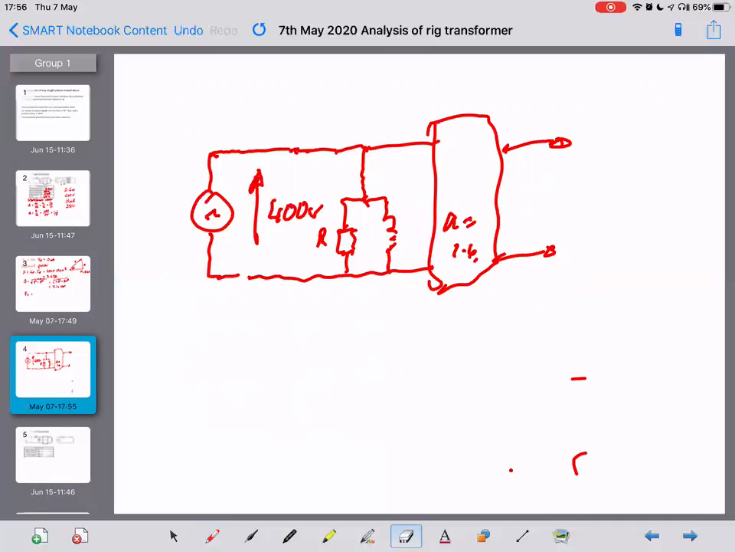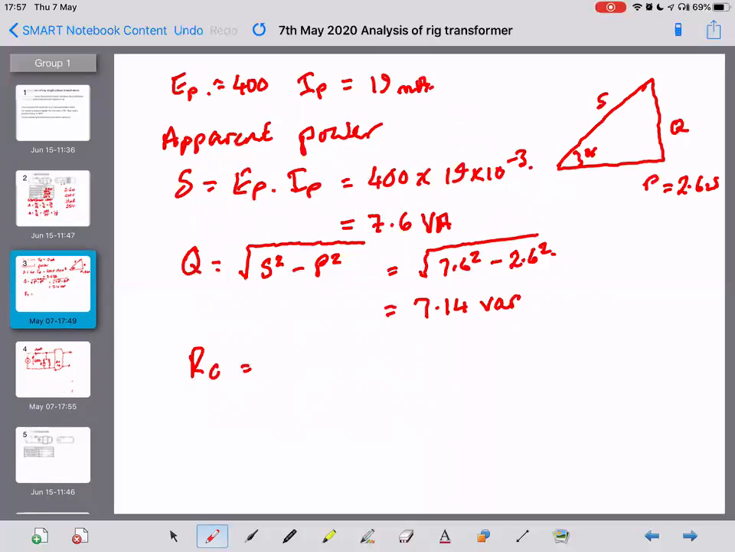So how can we do that? We know this current. We know we've got 19 milliamps here. But that's no help because it won't be 19 milliamps in each of these legs here. So we can't use the current. But we've got voltage, we've got power, and we've got reactive power. So how could we use them to find this RC and XM?